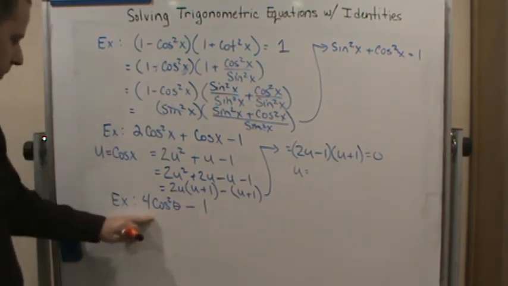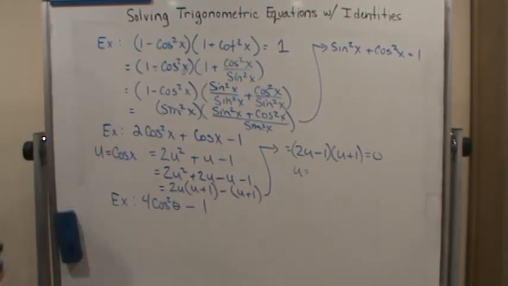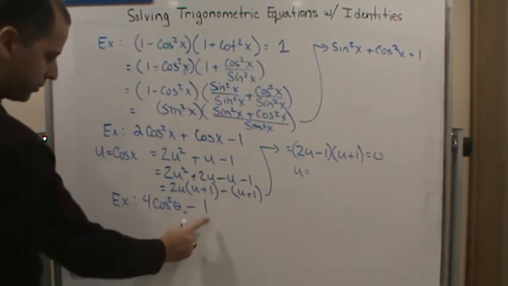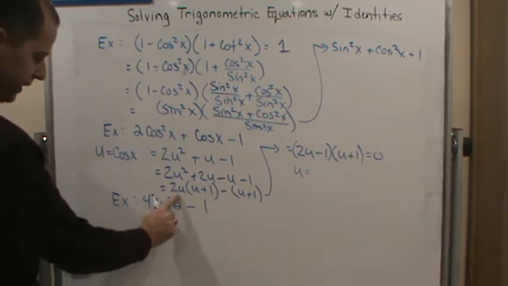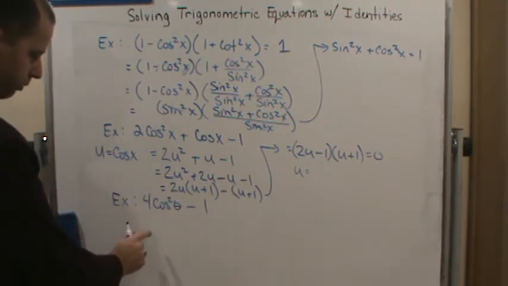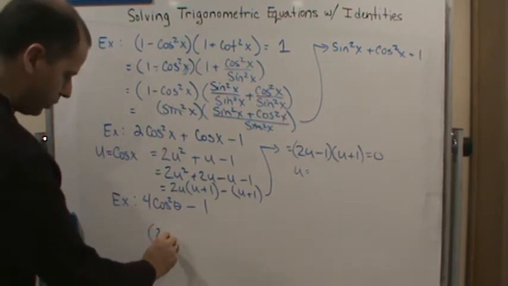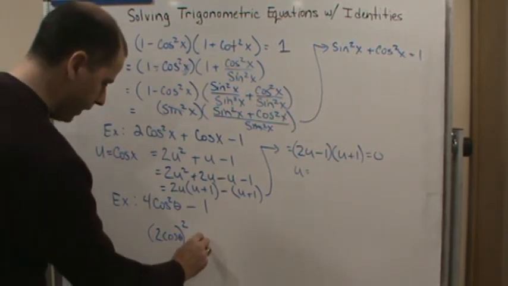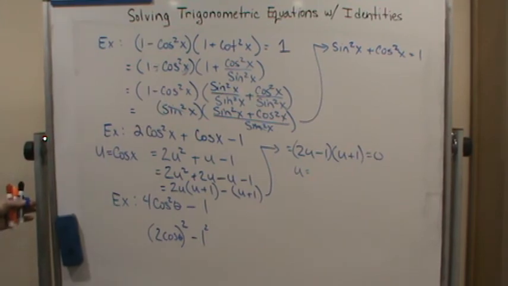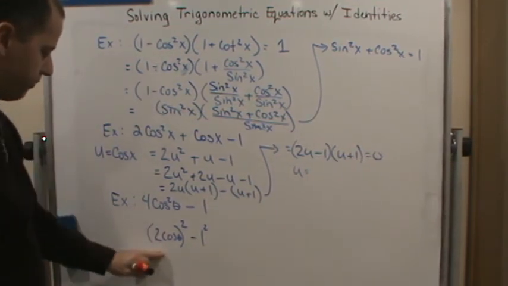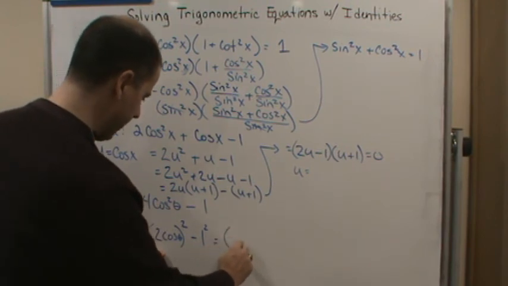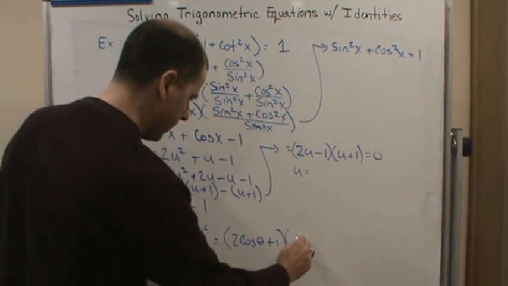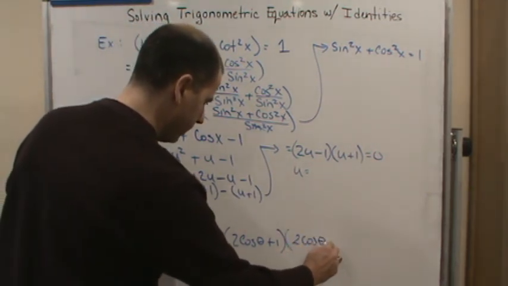And then the last one here, we notice that, again, one of the things we can look for is a difference of squares, right? So this is 1, so it's the same as 1 squared. And then this is a perfect square, right? So we can write this as 2 cosine theta, quantity squared, minus 1. And this is sort of like 1 squared, right? And so now, since this is a difference of two squares, we know we can write this as 2 cosine theta plus 1 times 2 cosine theta minus 1.